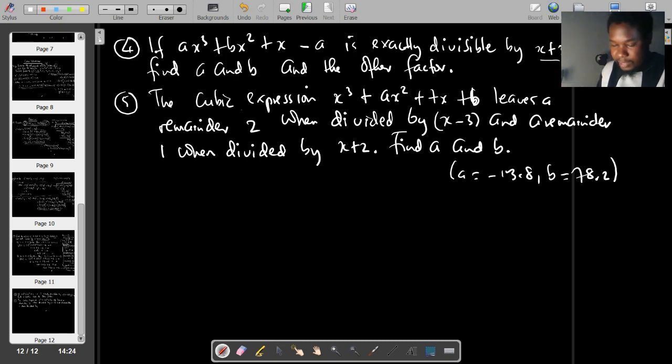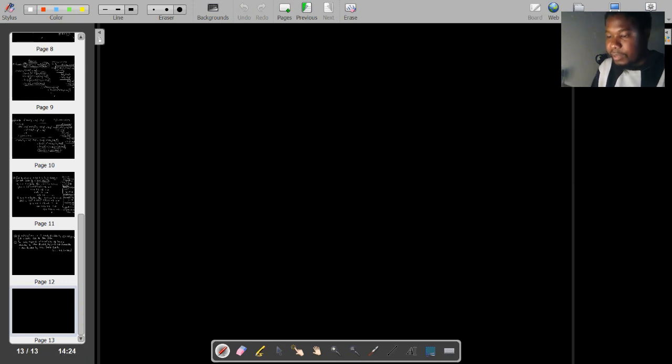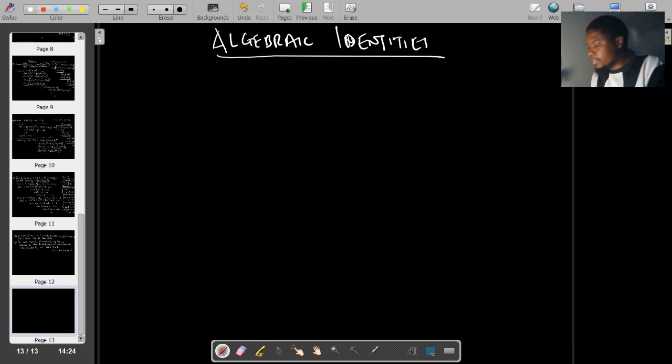Now let's look at the final part of this topic, and then we'll transition to the next topic. Let's look at algebraic polynomial identities, or algebraic identities. So we're talking about identical polynomials. I think we'll not take long on this. I just need to go straight to an example.